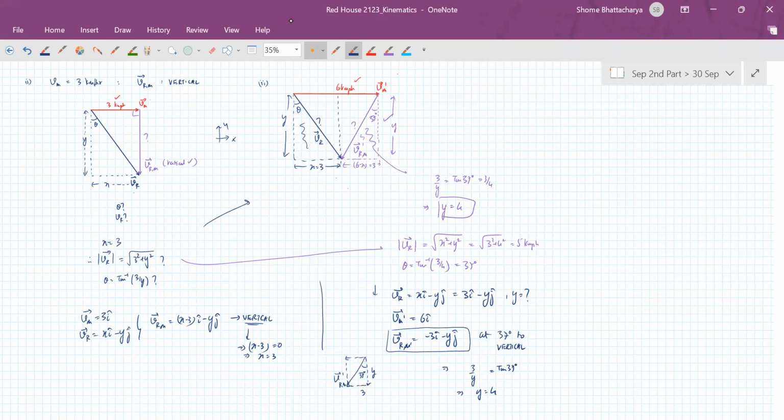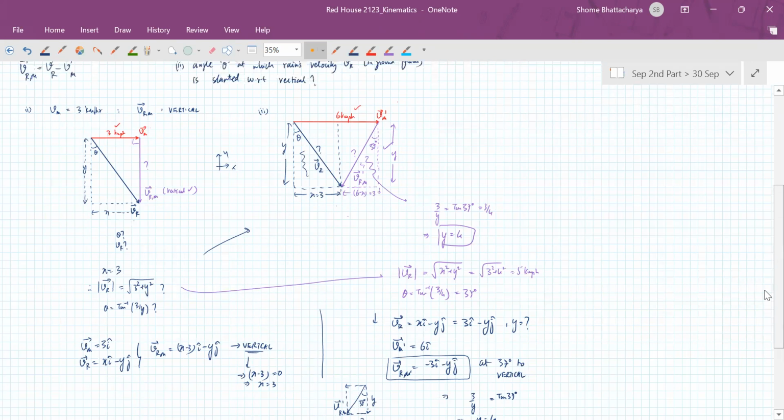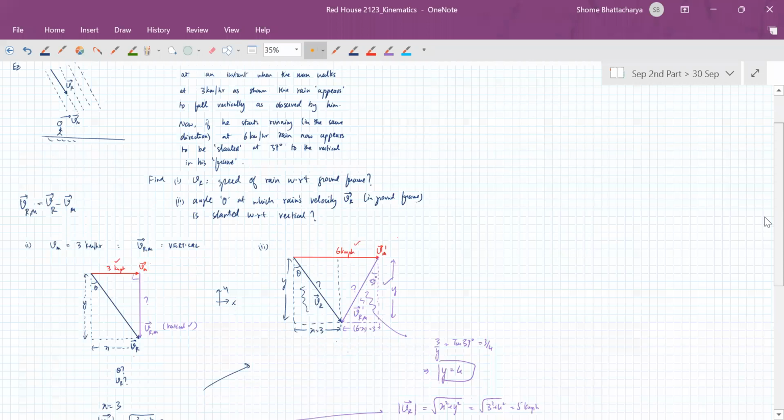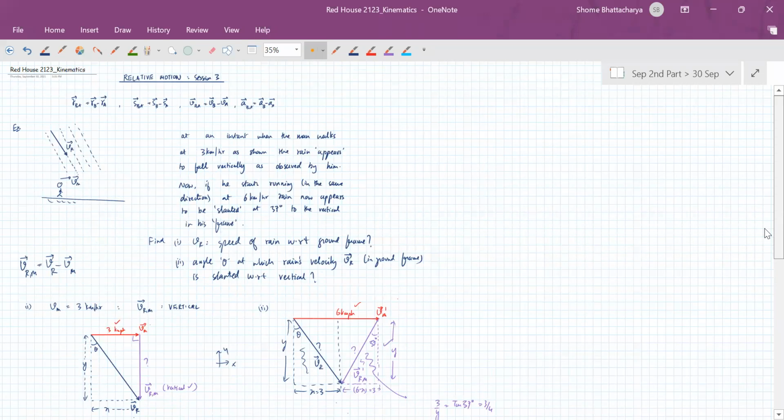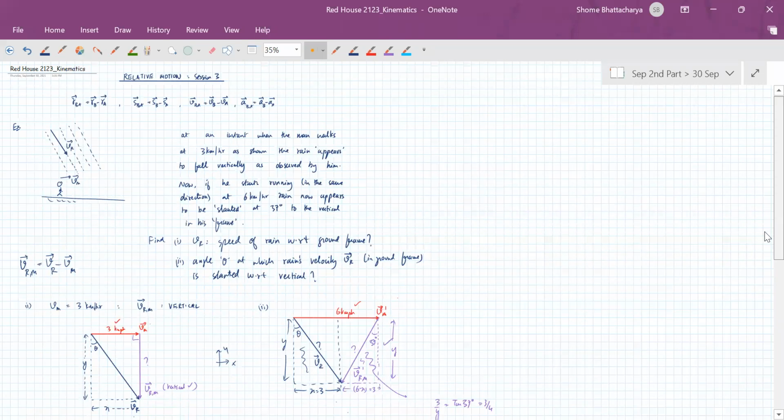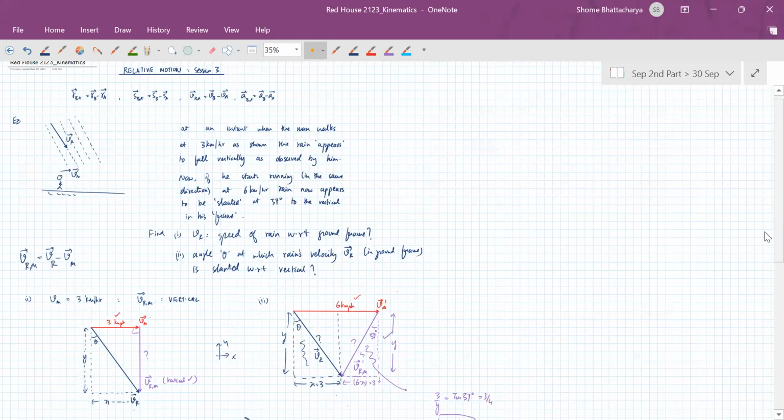Sir, why in the first part is the relative velocity of rain vertical? That is given in the question, na, beta? That when he is walking at 3 kilometers per hour, the rain appears to be vertical. That is part of the condition given in the question. Understand, no? See the statement of the original question. Yes, this is what was given to us, that when he walks at 3, the rain appears to be falling vertically as observed by him. Whereas if he starts running in the same direction, but at 6, now the rain appears to be slanted at 37.